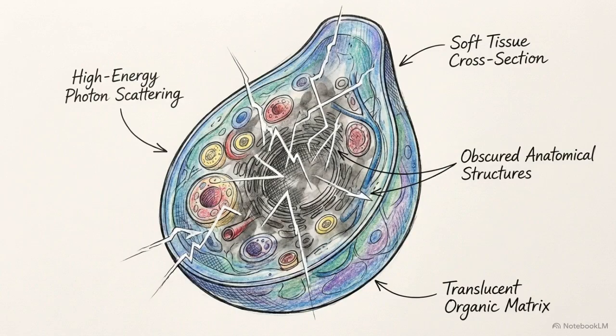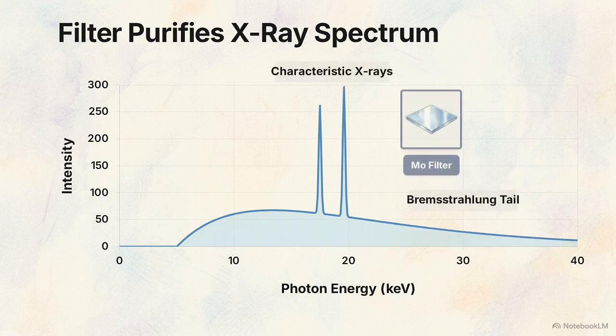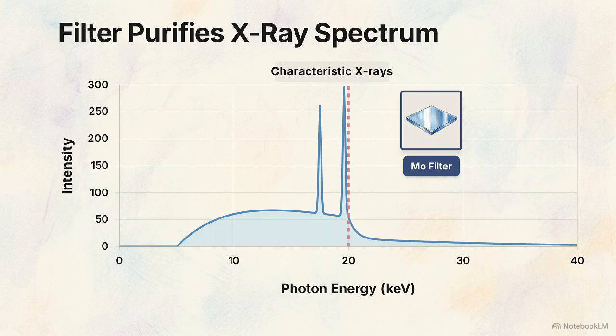However, the target also emits a high-energy Bremsstrahlung tail, a broad spectrum of background radiation. These higher-energy photons degrade image contrast. To strip this background radiation, the beam passes through a molybdenum K-edge filter, a physical point where attenuation abruptly spikes above a specific threshold. At 20 keV, a steep drop-off curve drops onto the graph, physically cutting off the higher energy tail.